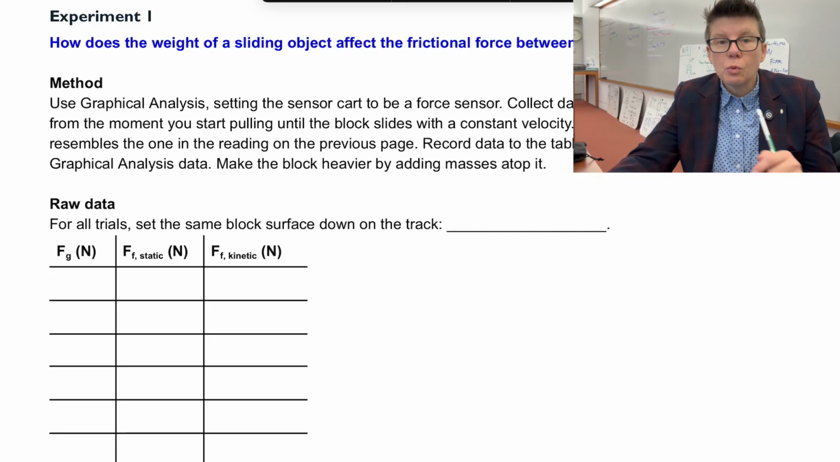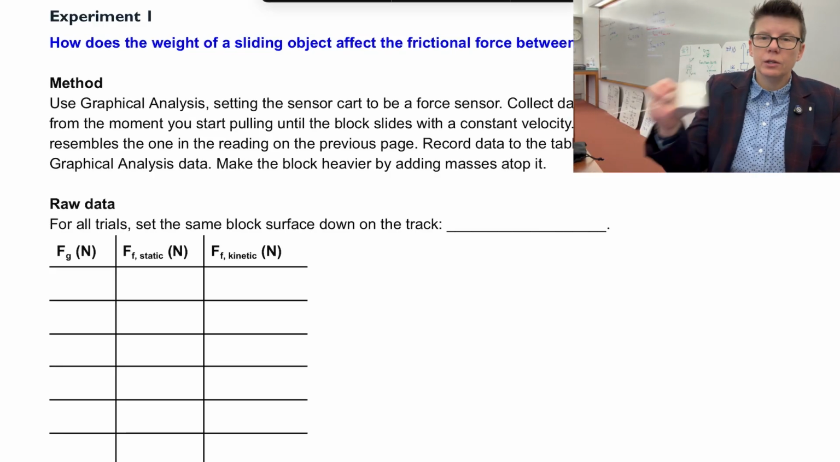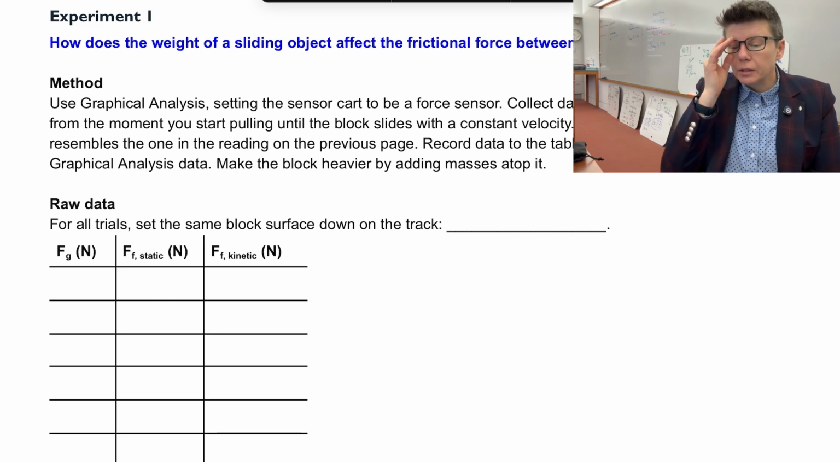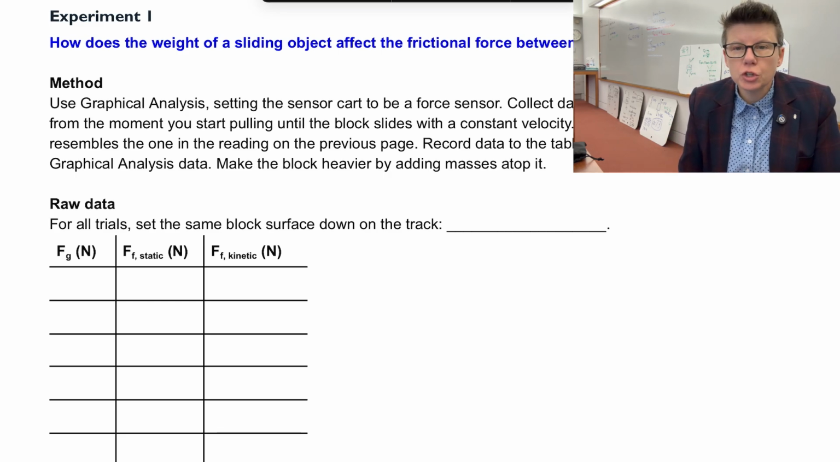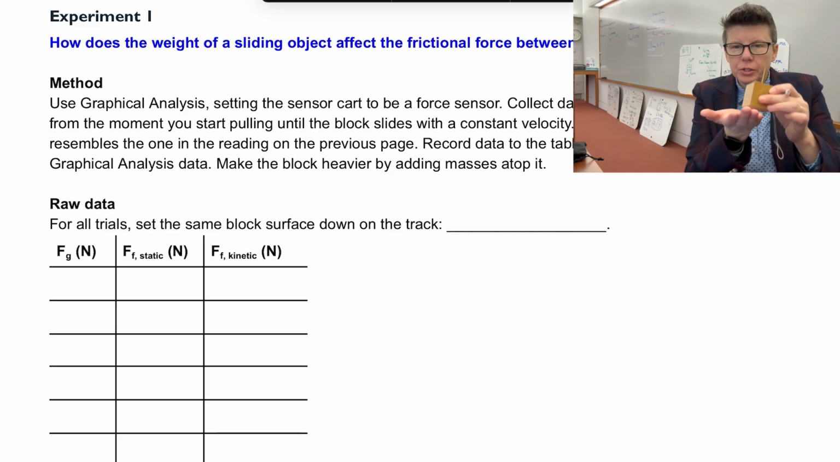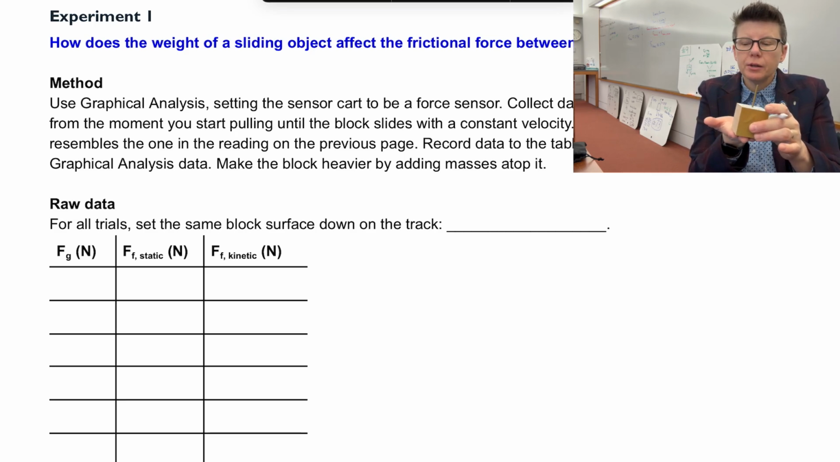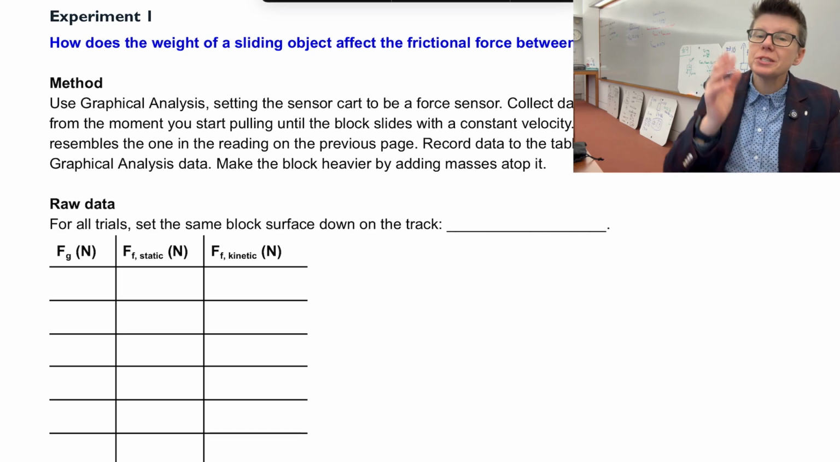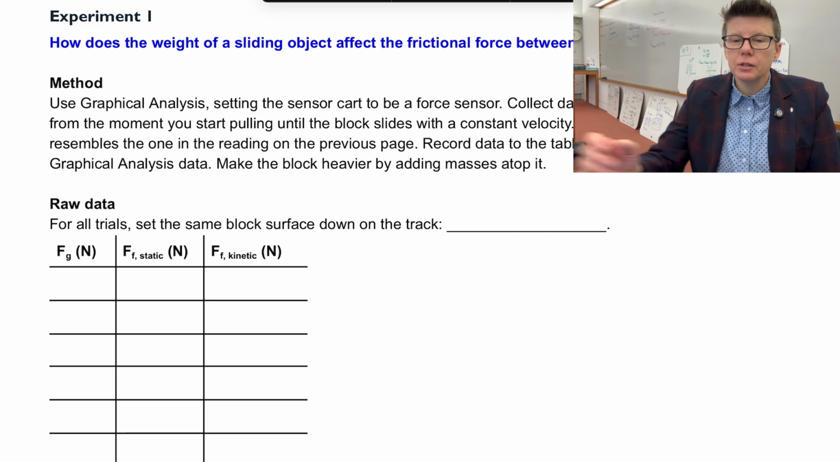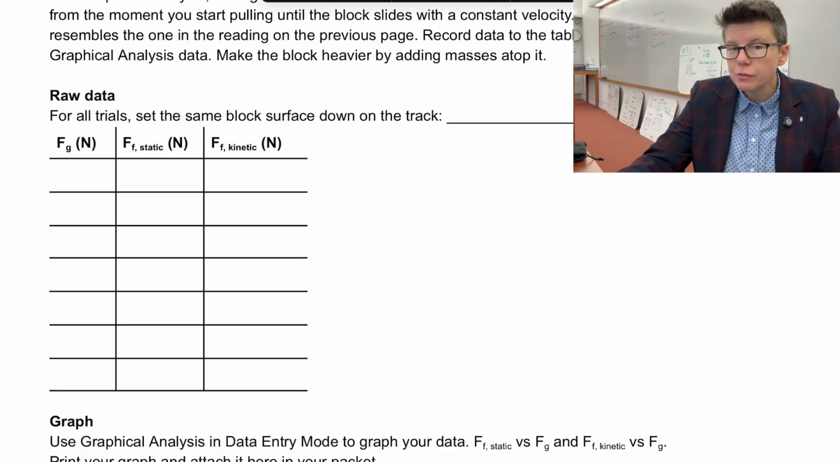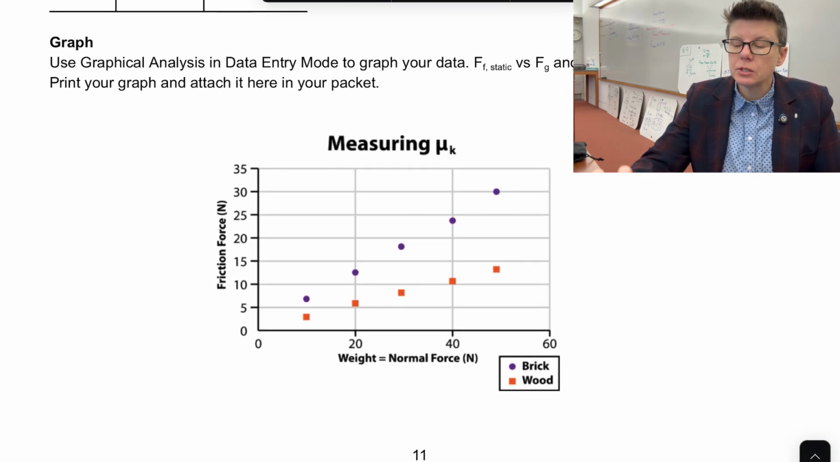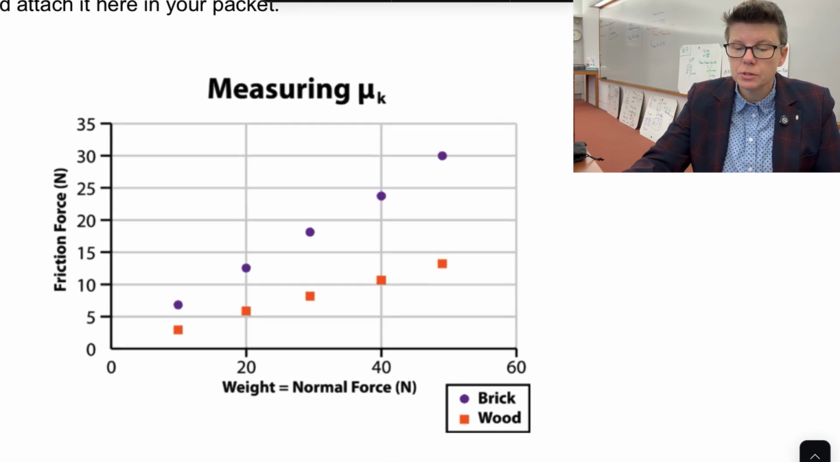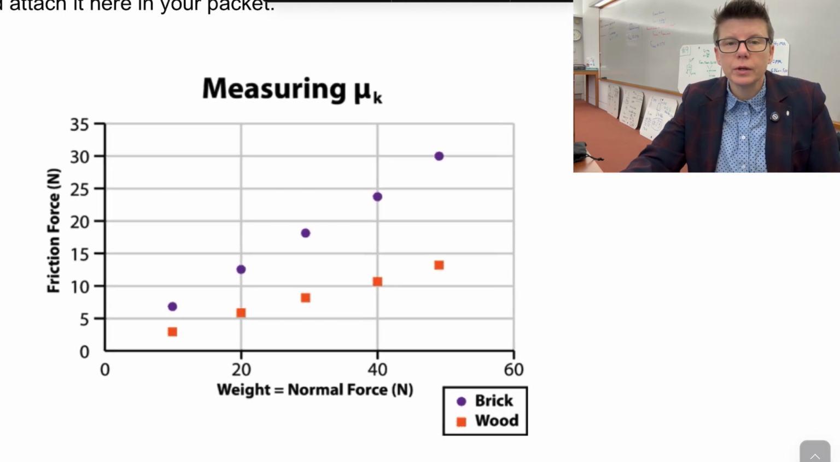Let's look at how the weight of a wooden block affects the amount of friction force that wooden block experiences with the surface that it's sliding across. So to save you some time, I've already calculated a graph, and it looks like this. Let's talk about what this means, how I collected it, and then what it means.